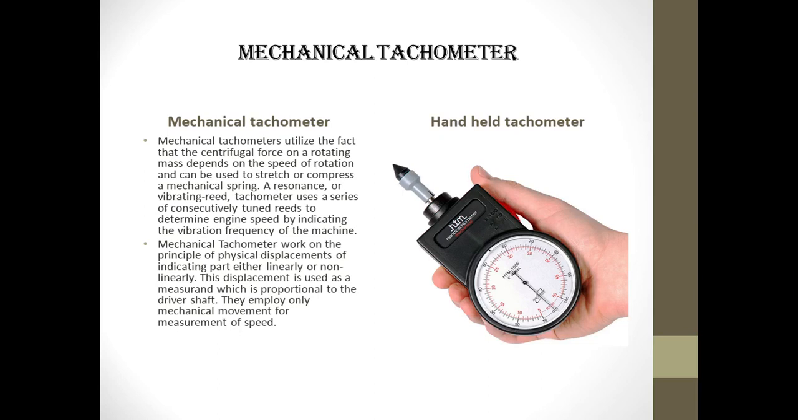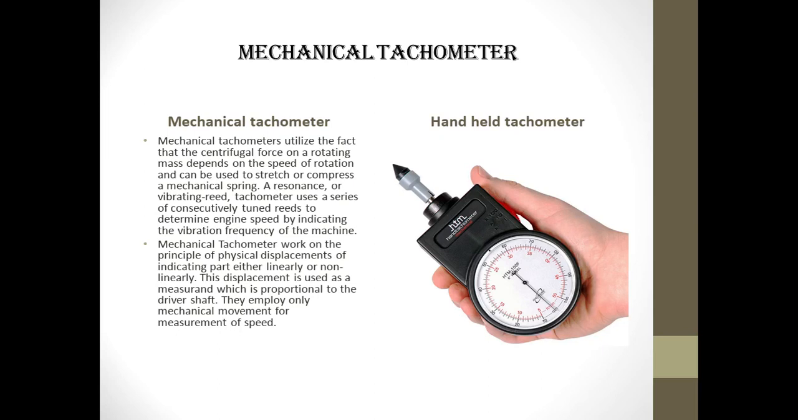Now on the right hand side we can see a device known as handheld tachometer. Now this is a kind of mechanical tachometer. It has a spindle which is attached to the object whose speed is to be measured. The spindle is connected to a mechanical counter which displays the count. The indicator has an inbuilt stopwatch and a mechanical counter with automatic disconnect. The range of handheld tachometers is 20,000 to 30,000 RPM with an accuracy of 1%.